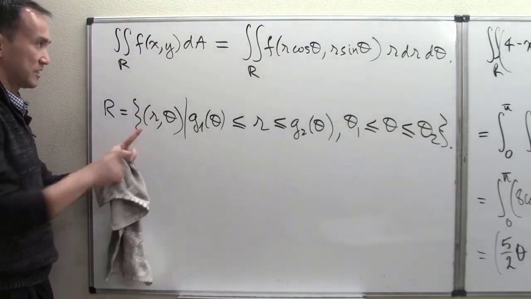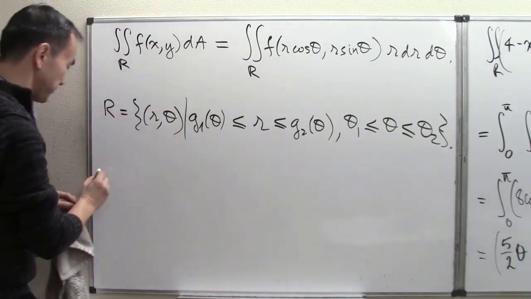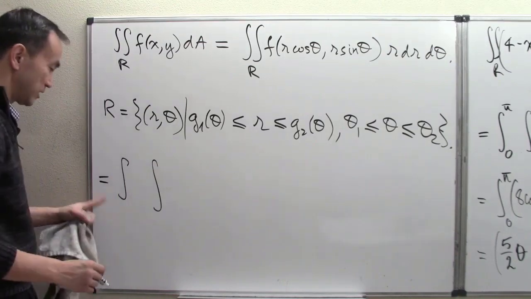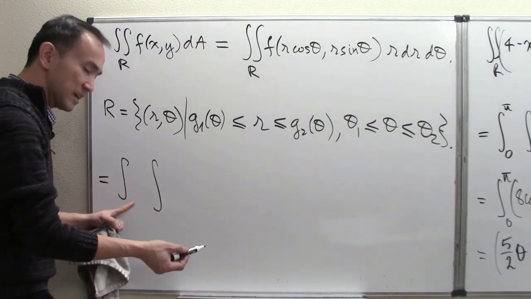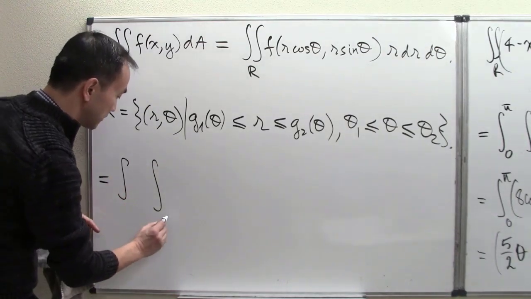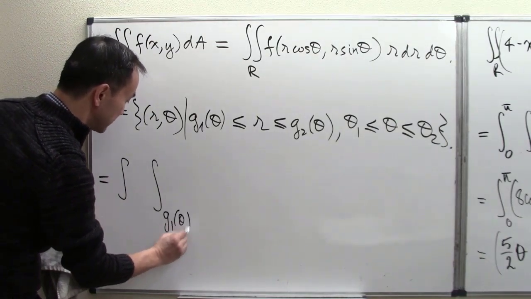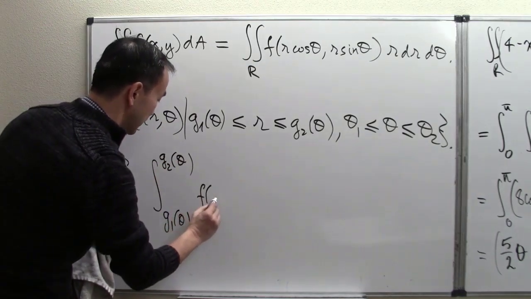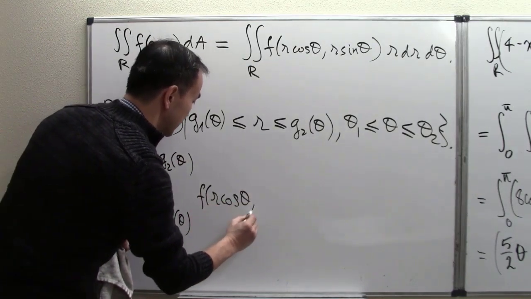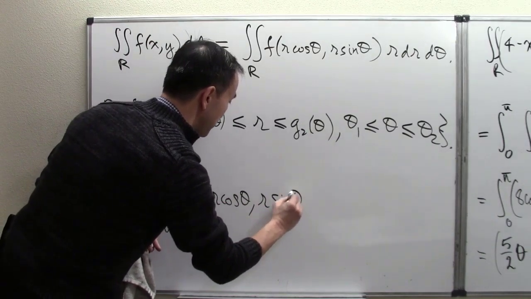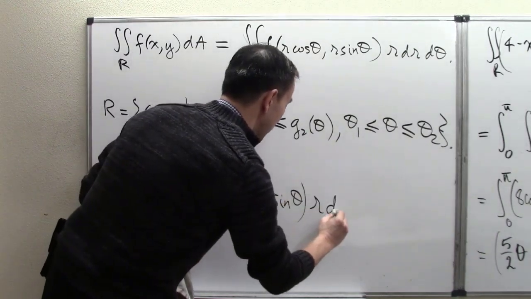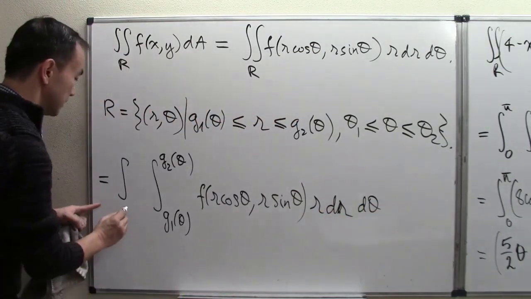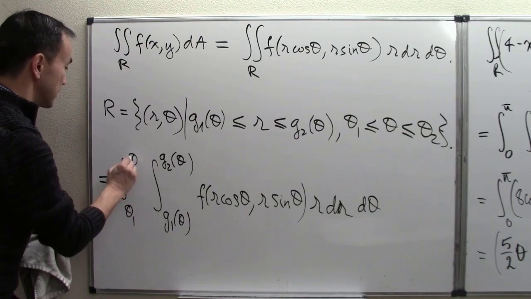So now in that case, this integral that we have set up right here forces us to use only one iterated integral. So according to Fubini's theorem, the only iterated integral that we set up has to be the integral from g1 of theta to g2 of theta of the function f of R cosine theta, comma R sine theta, and then R. We have to integrate with respect to R first, and then we integrate with respect to theta from theta 1 to theta 2.